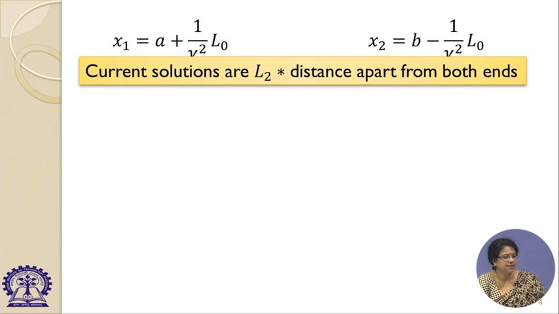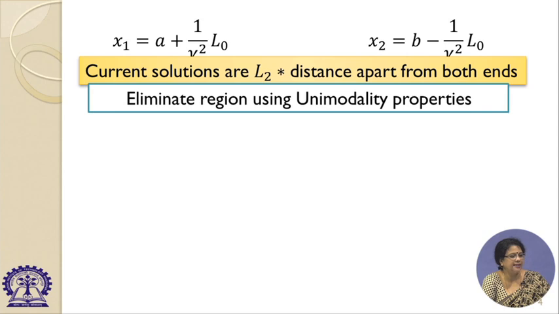Now you see the first solution x1, that is L naught by gamma square distant apart from A, x2 is the same, and you have to manage the region. You have to consider the region by eliminating the region using the unimodality property. That is why initially we are having 4 points: A, x1, x2 and B. We will see the trend of the function.